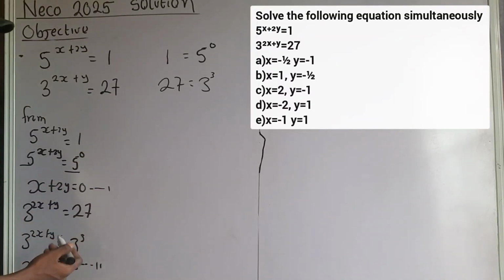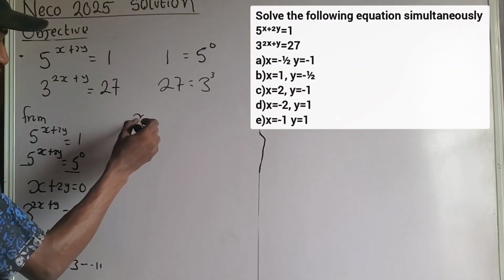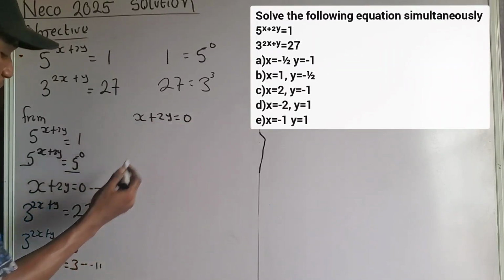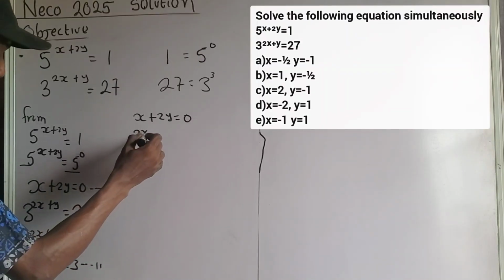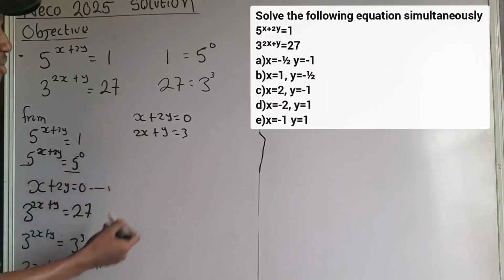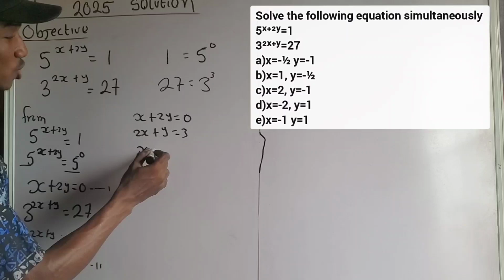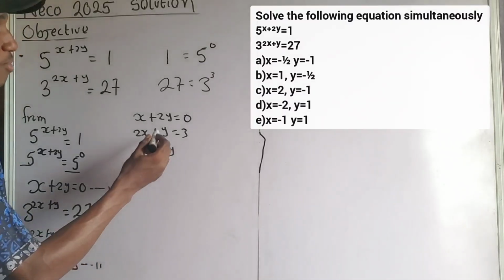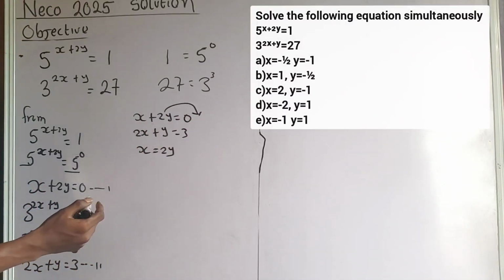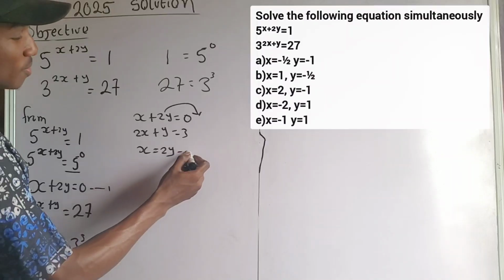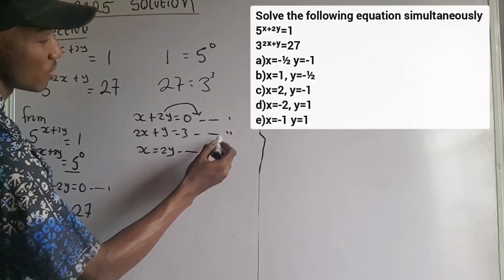So we can solve these equations simultaneously. Combine equation 1 and 2. Equation 1 is x plus 2y equals 0, and equation 2 is 2x plus y equals 3. From equation 1, x is equal to negative 2y, because I'm going to take this to the other side. I make x the subject of the formula. So this is equation 1, this is equation 2.